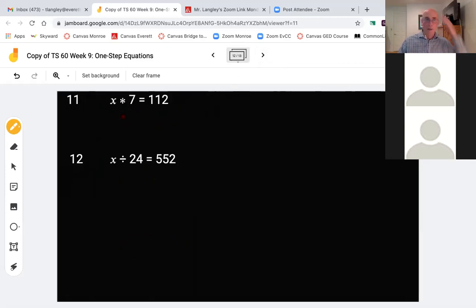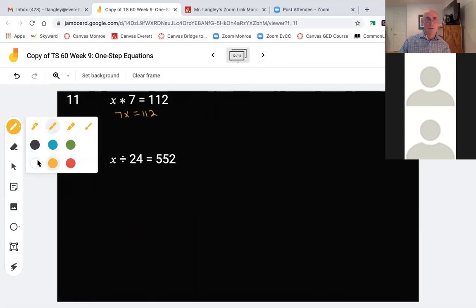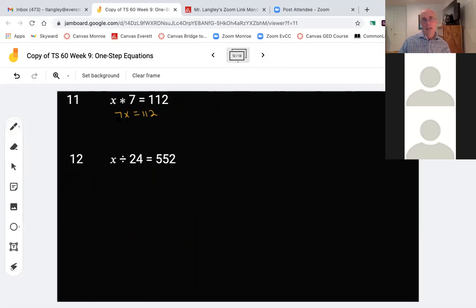I would take number 11 here, okay? I have x times 7. I would just write it like this on my paper, because it means the same thing. 7x equals 112, okay? It's the same thing. And then what I do next, hopefully you guys can figure that out. You go, oh, this is multiplication, 7 times x. Opposite of multiplication is to divide, and I can stop right there, okay? You guys can get it from there.